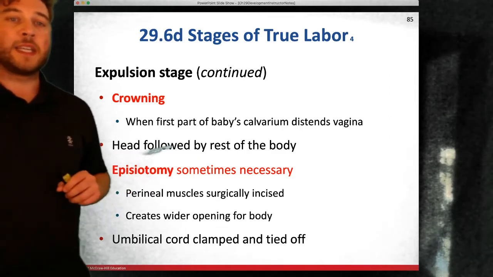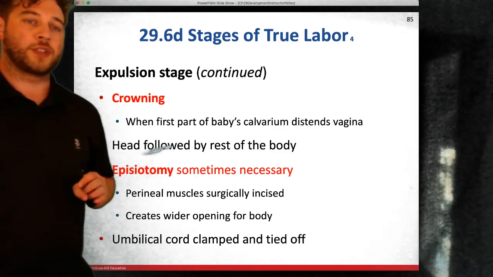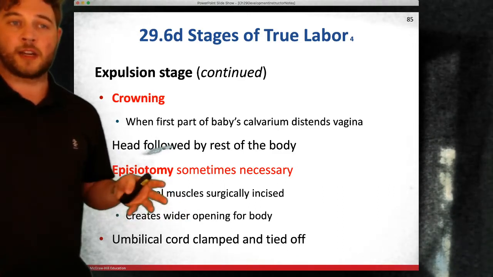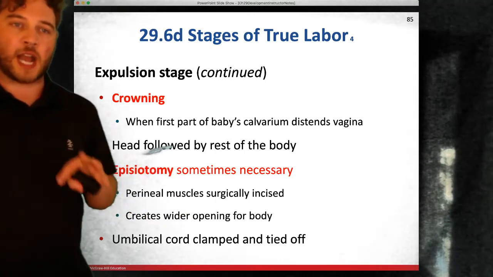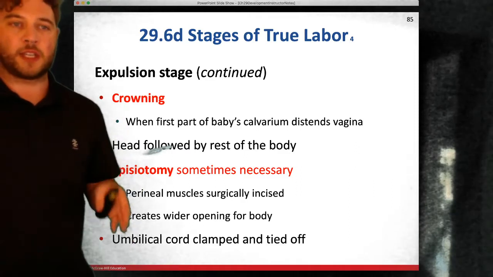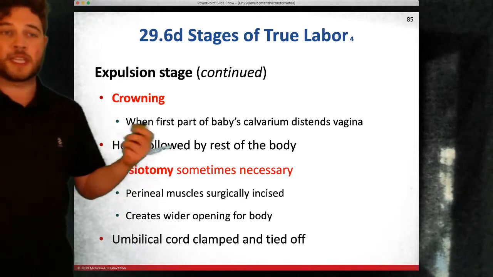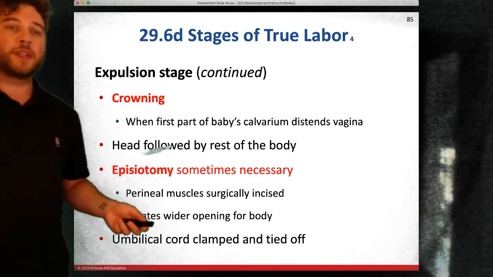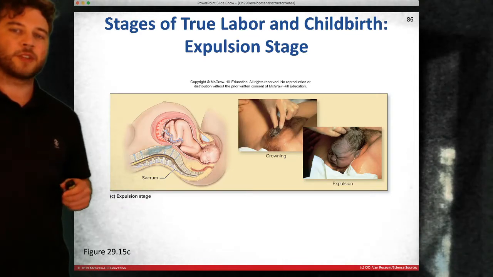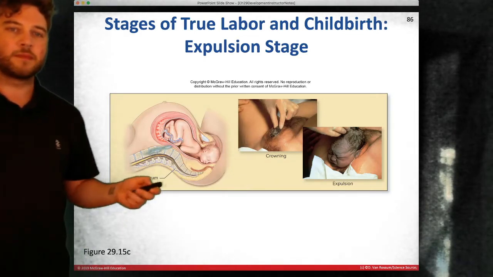An episiotomy is occasionally necessary, where the perineal muscles are surgically incised to create a wider opening. This is just to prevent tearing, because tearing is typically a jagged line, which is harder to suture together. So they go ahead and cut a clean line to make it easier to stitch together. The umbilical cord is clamped and tied off. So there you have your crowning. At this point, you have expulsion.